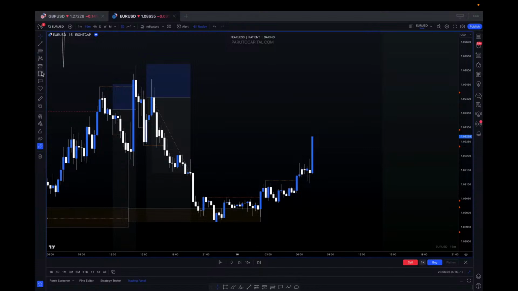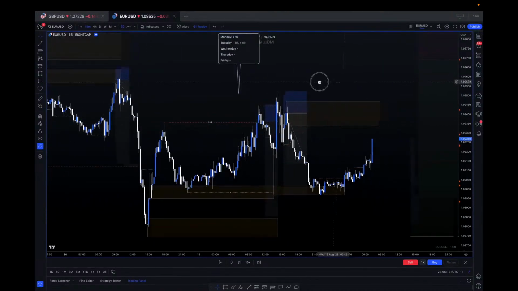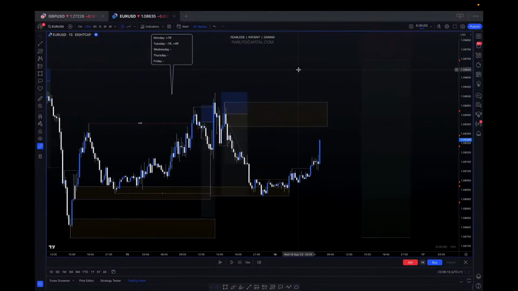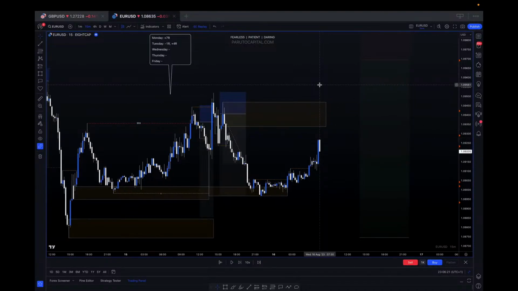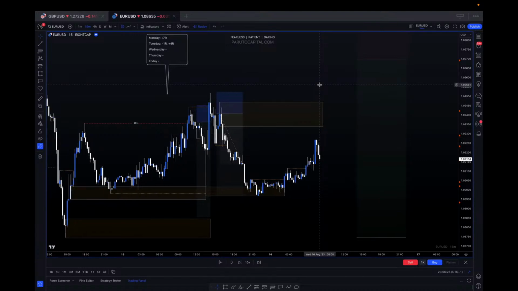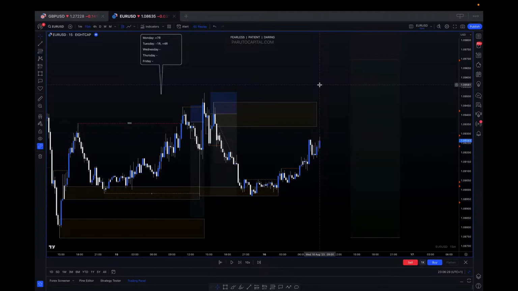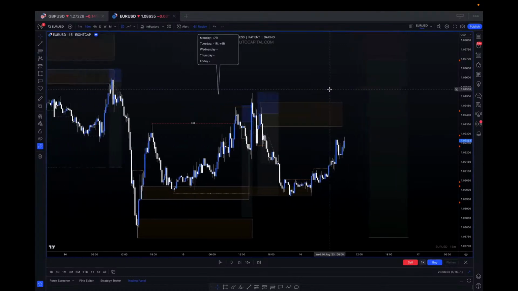So we have a few POIs. So one is this guy here, okay, so that's one there. Yeah, that's even the major POI actually. So let's see what happens, right? 7:15, 7:30, okay, 8:15, okay, price is pushing into this area.